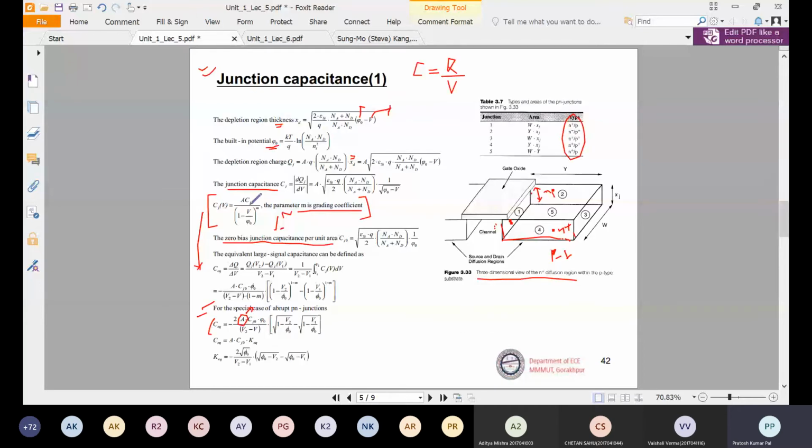To find out Cj0 we need to have the built-in potential. This is when there is no applied voltage. If there is no applied voltage, then we will be finding the junction capacitance, that will be Cj0. After putting all the values, we will find this value.